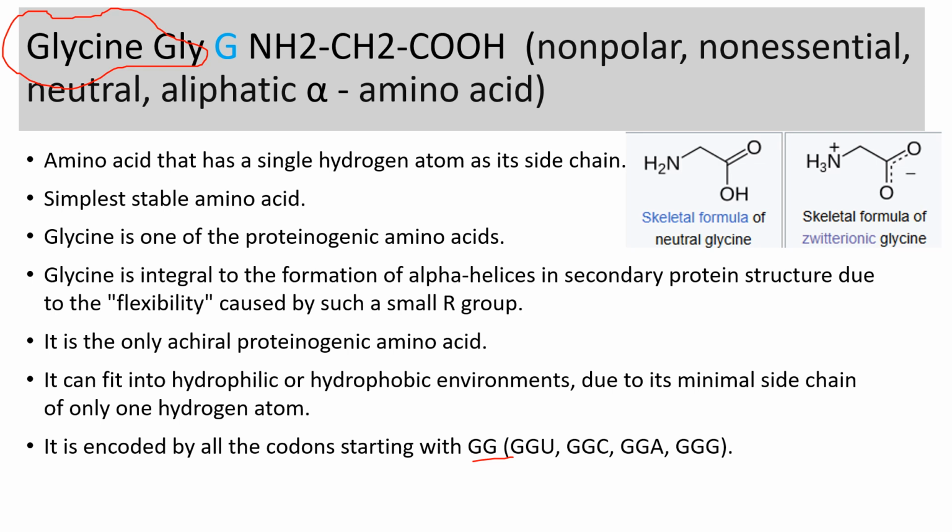And glycine is an exceptional case. It is the simplest amino acid. It's proteinogenic, it's flexible, an integral part of the formation of alpha helices. Remember that. It is achiral, also remember that, and it is hydrophilic or hydrophobic because of its minimal side chain of only one hydrogen atom. So it is either hydrophilic or hydrophobic. It can be both as well. All right, so remember that.